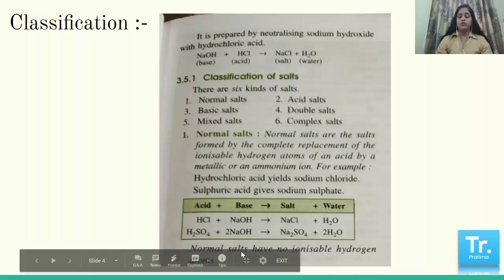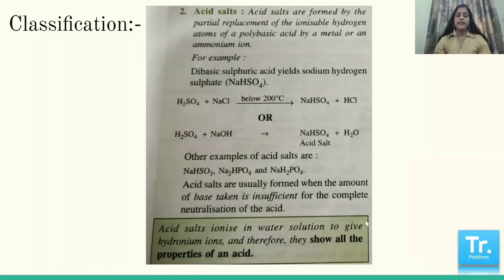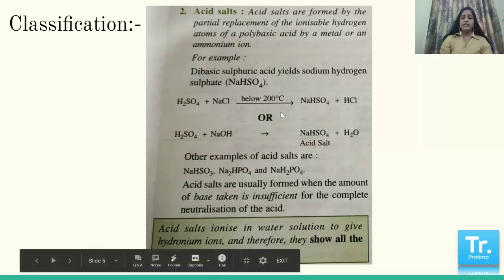All the normal salts do not have any ionizable hydrogen atom, because of the complete replacement, and it becomes water. Let's go to the next slide, where we have acid salt.